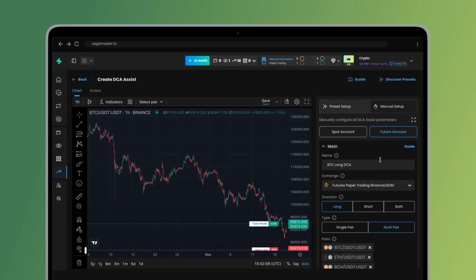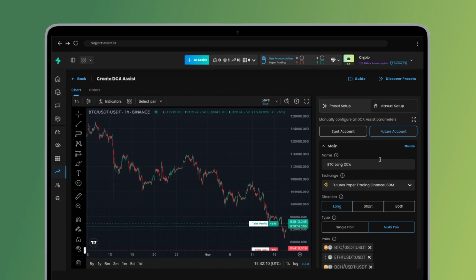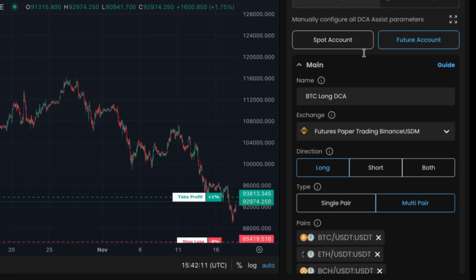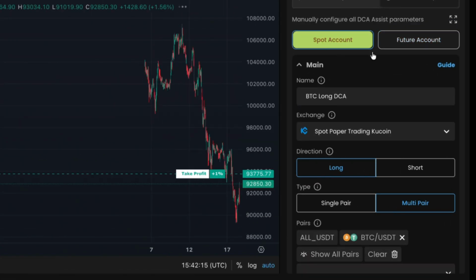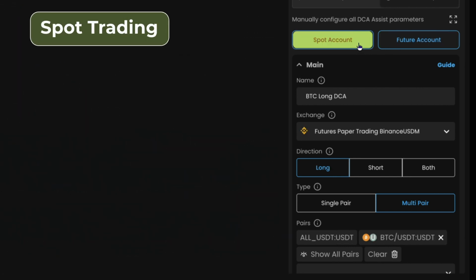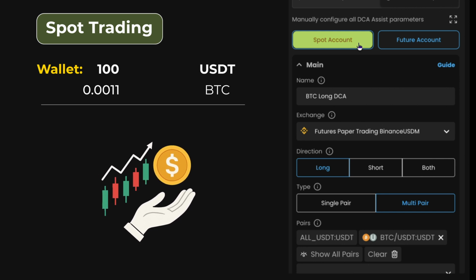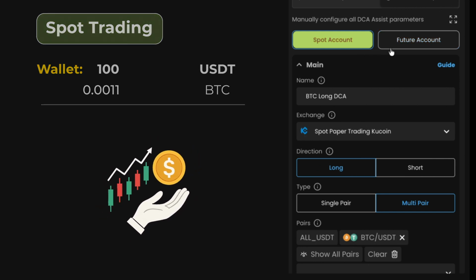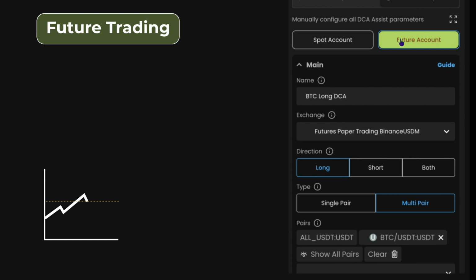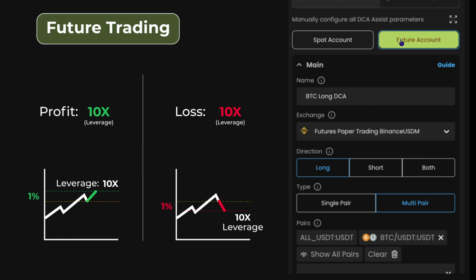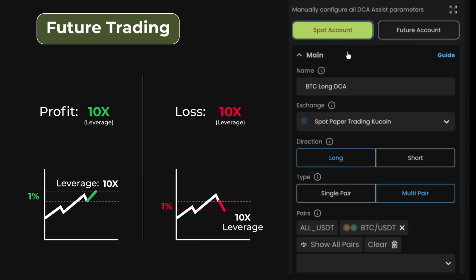Before launching your DCA Assist, it's important to understand these main strategy settings. You can choose between spot and futures. Spot is ideal for long-term trading with real assets. You trade using what you actually hold. Futures allows you to trade with leverage, giving the potential to profit from rising or falling prices. But it also increases your exposure to market risks and potential losses.